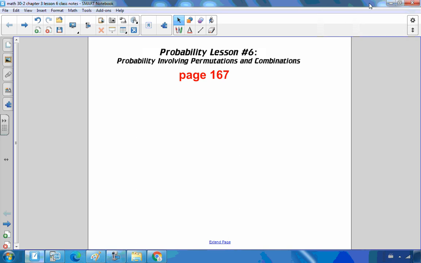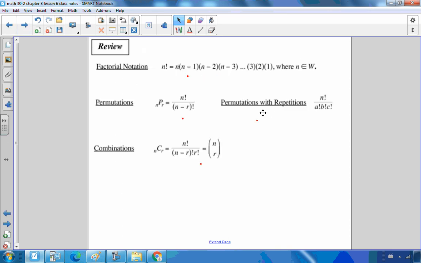Hello, Matthews Gatos here. In this video, we're going to be looking at probability involving permutations and combinations. So let's begin by reviewing permutations and combinations we've done so far.